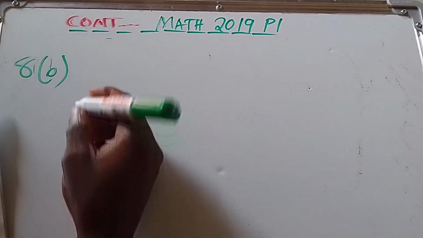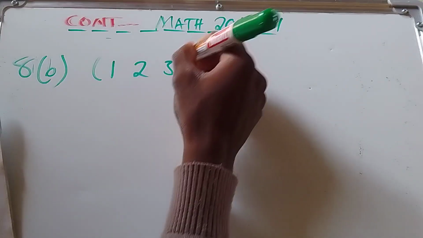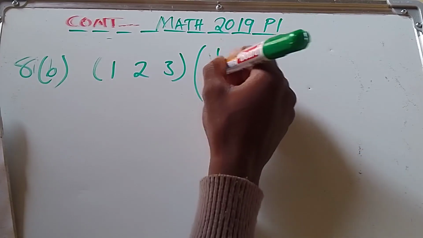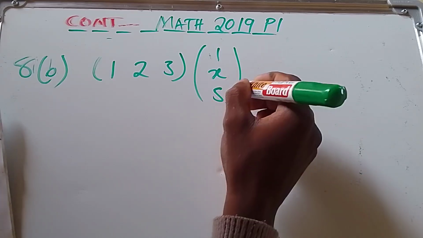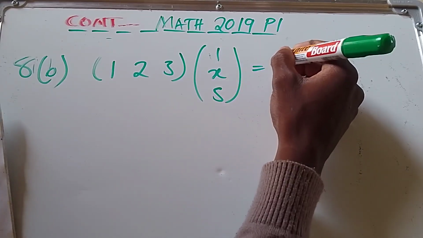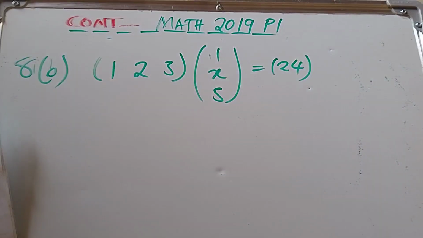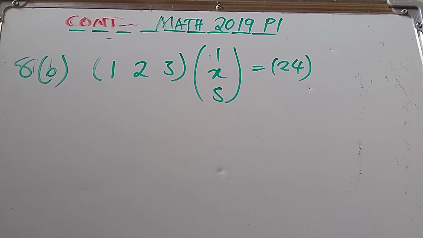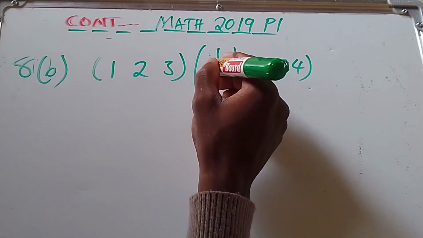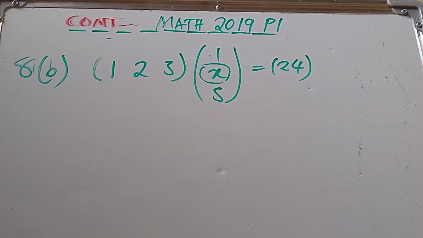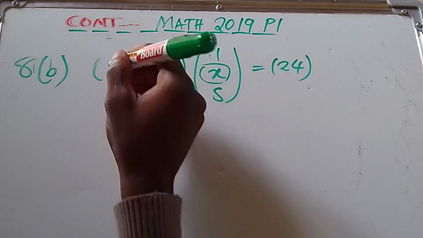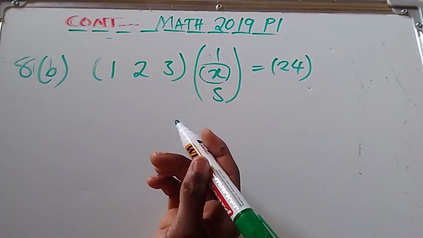So for question B, we have been given 1, 2, 3, and then 1, x, 5. Then they have equated this to 24. I hope you are able to see. Then they have told us to find the value of x. What you need to know is that we are going to be multiplying these numbers the way they are.